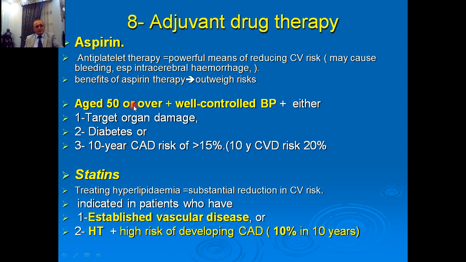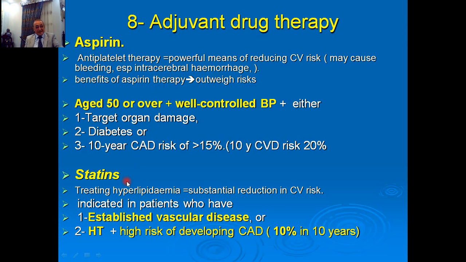You have benefit from aspirin if your patient is aged 50 and over, and the blood pressure is well controlled, not a very high blood pressure, and either target organ damage or diabetes or 10-year cardiovascular risk more than 15. Say, the patient is diabetic, okay, give him aspirin. If you estimate his 10-year cardiovascular risk more than 15, give him aspirin. If you have left ventricular hypertrophy, okay. Otherwise, if you give aspirin, then you might have a patient with intracerebral hemorrhage.